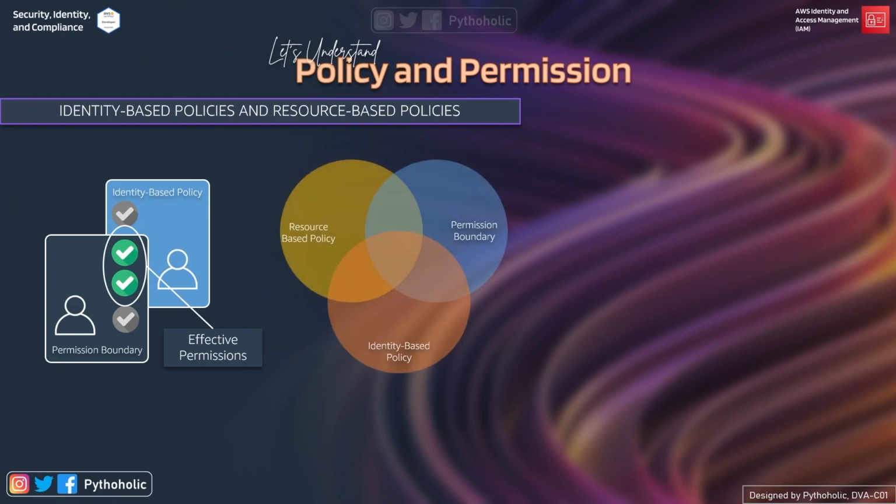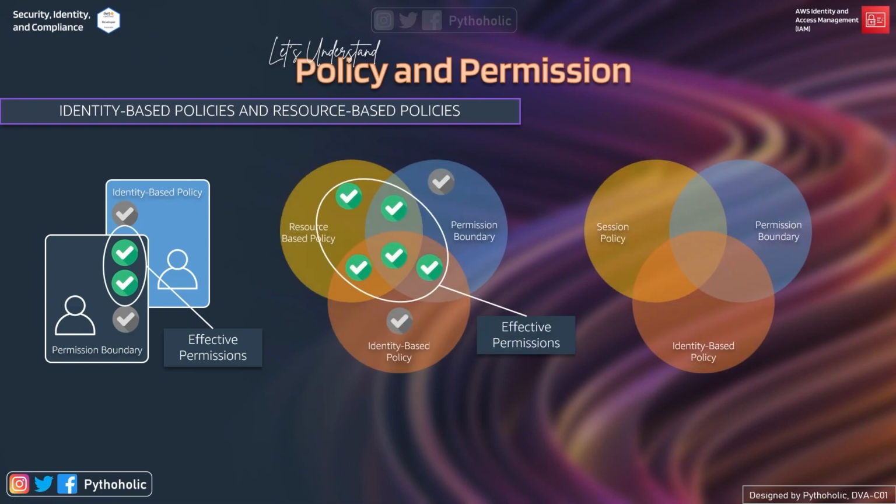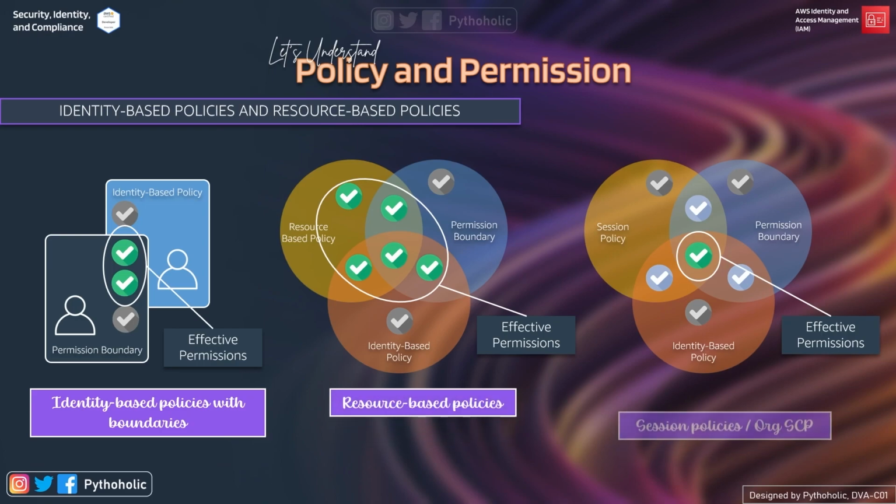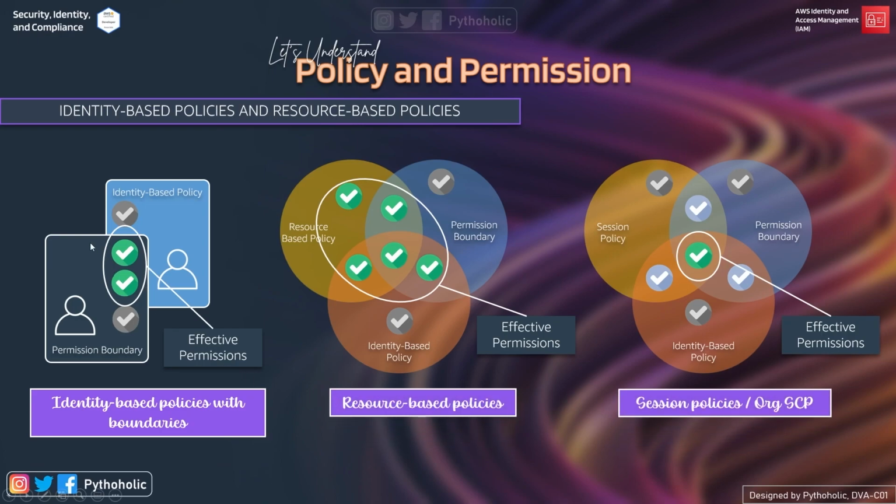Now let's see this once again. For identity based policies with boundaries, the effective permission is the intersection of permission boundary and identity based policy. So this is its effective permission. And this is identity based policies with boundaries.